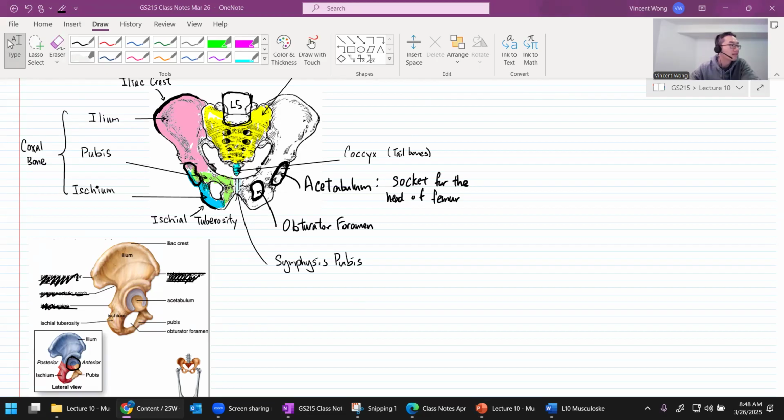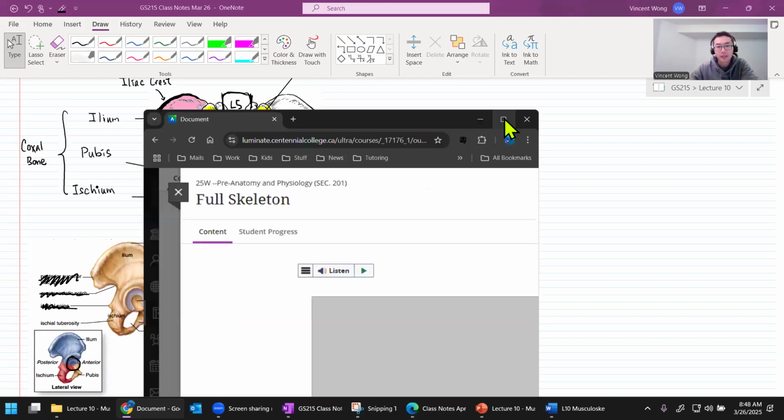All right, let me see if I can find a leg here somewhere. I mean, I have a leg coloring sheet that you can download, but I actually don't have a leg model. Give me a second. I'll bring it over here.